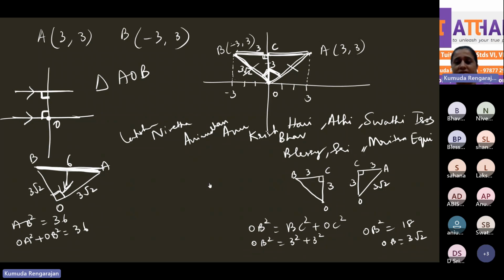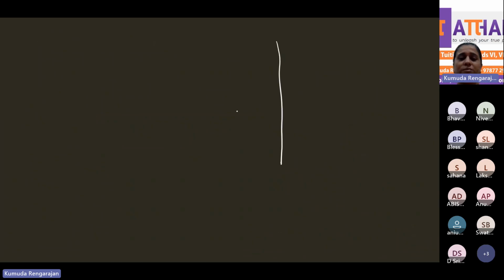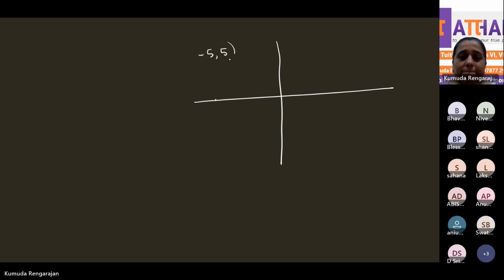This holds good for anything. You might be wondering, for what all points will this be satisfied? Now, whenever you have to mark, say, this is minus 5, so some minus 5, comma 5. And at the same height, same distance, 5, comma 5. So when you mark points like this, the same height, 5 units, and this side 5 units, this side 5 units, and above here also 5 units.